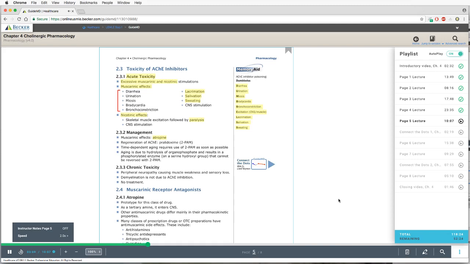So there's no two ways. If I want to reinstate muscle control so that the patient can breathe on their own and avoid ventilation and intubation, I must regenerate the acetylcholinesterase at the neuromuscular junction. There is one drug or one group of drugs that can be used for that. They're called oximes. The classic example is the drug pralidoxime, often referred to as 2-PAM.